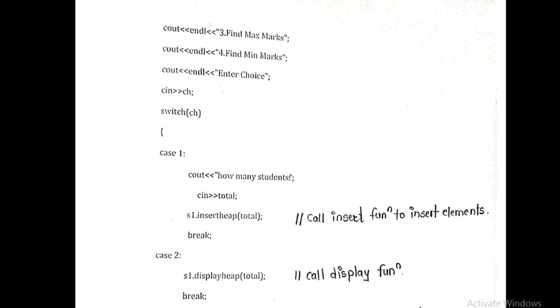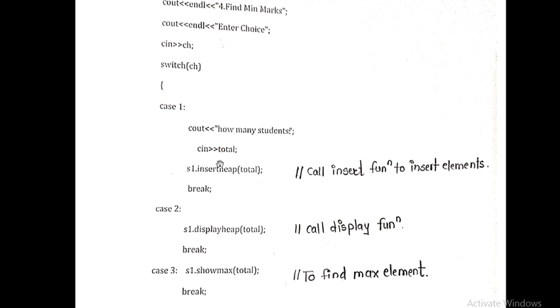So here we are implementing min heap. Next, whatever marks are entered, from that we have to find out the max and min marks. So these are choices 3 and 4, and we have to take the choice from the user in the variable ch, and that will be passed to the switch case as a parameter, and according to that selection we have to call the function accordingly.